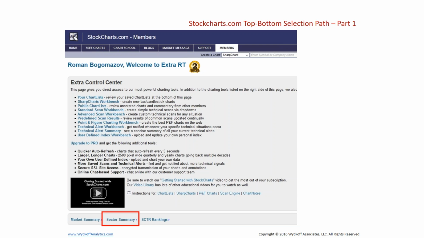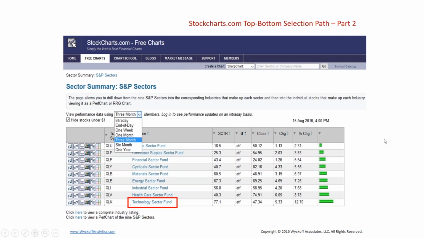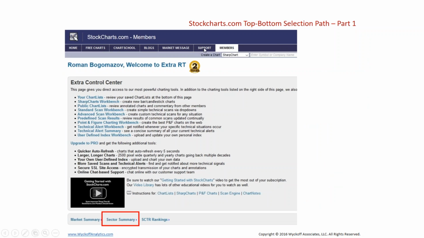The top-down approach would identify first the sectors that are outperforming the market for the specific period of time. So again, if you're a member, and I believe this could be also for a free subscription as well. Because I'm a member, I'm not sure whether that exists for free or not, but on the members page, you can go to the sector summary, and I believe, let me just look really quickly.